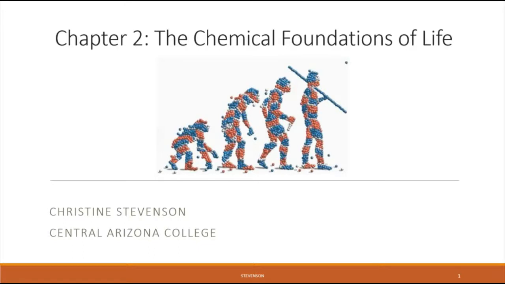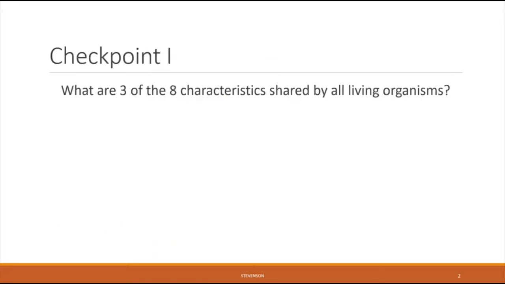Before we get into any content of Chapter 2, we are going to start off with a checkpoint that requires a little bit of review from the first chapter. In this checkpoint, what I want you to do is name 3 of the 8 characteristics that are shared by all living organisms that we learned about in Chapter 1. Name 3 of the 8 characteristics.